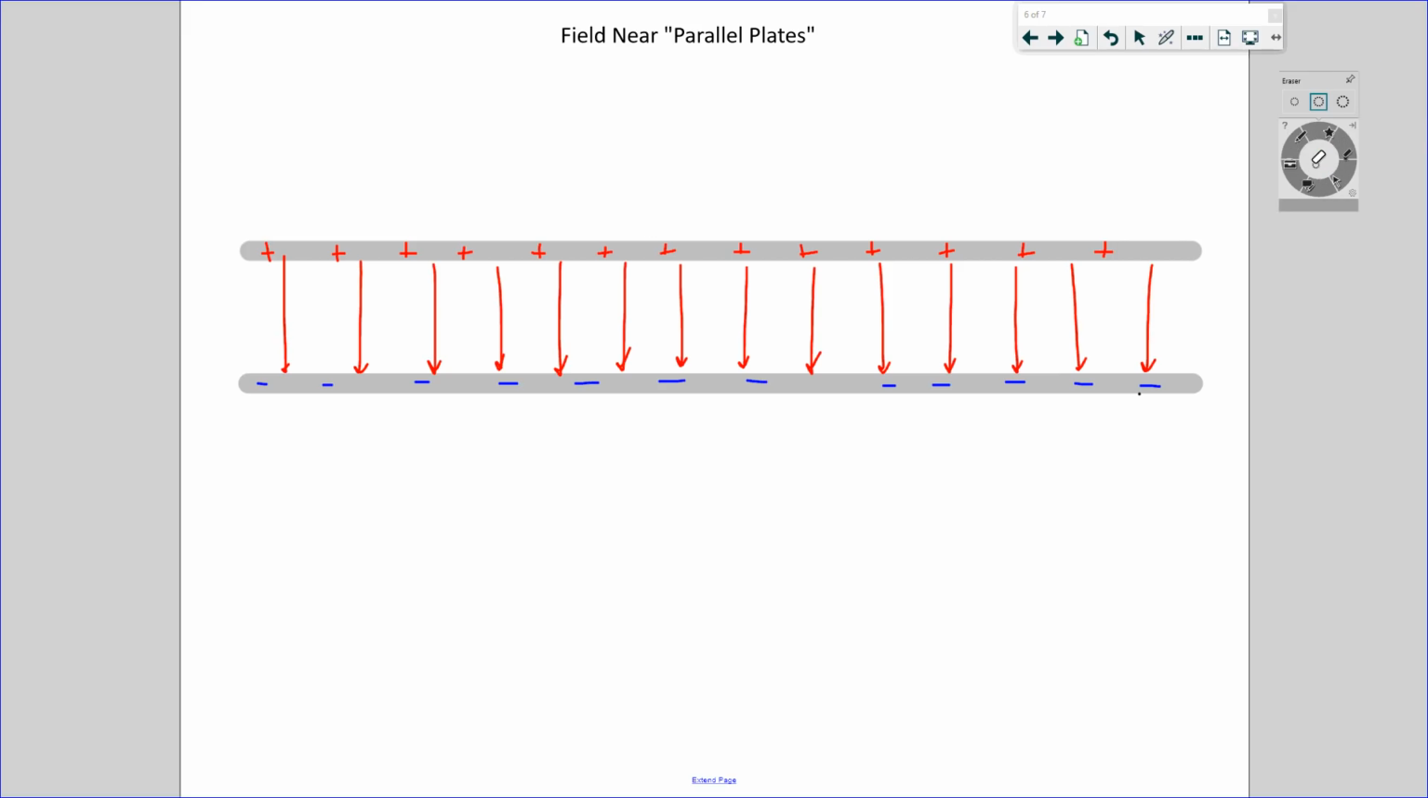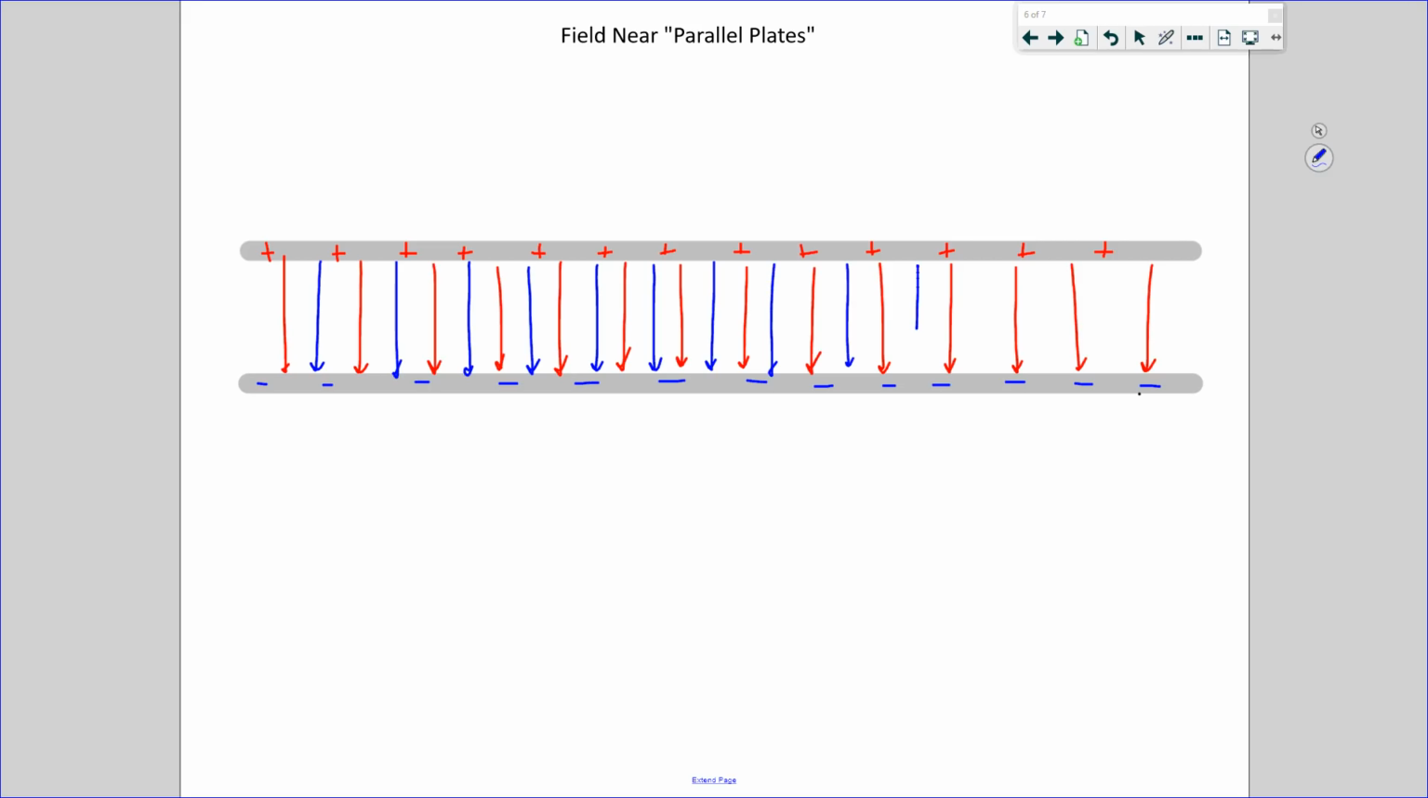What about the negative plate? In a similar fashion, each one of those point charges makes a radial field, but the net effect of all the left and right contributions is zero, and what we get is a field from the negative plate that looks like this. It's not that there's an alternating thing, and it's not done just to look pretty either. It just is easier to draw that way.